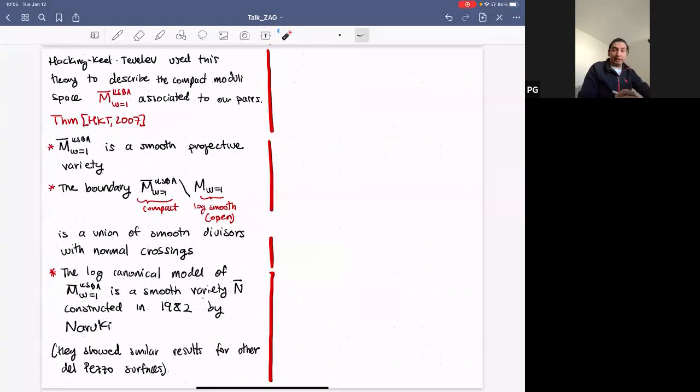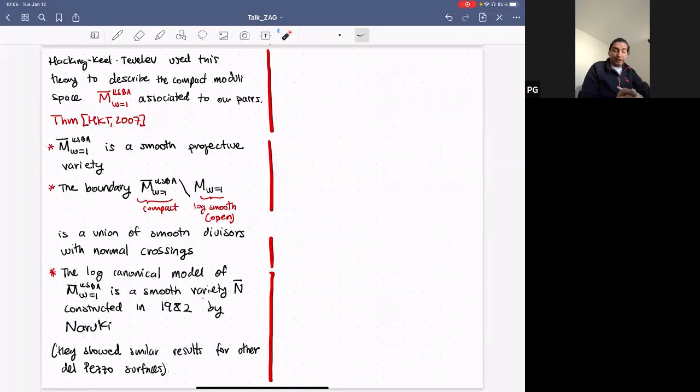and used this theory from KSBA to describe the compact moduli space, which is associated to our pairs. The following is a theorem from Hacking and Keel from 2007. I will give you a second to read it. I must say that they proved this for del Pezzo surfaces. Usually it's more general than I just wrote here.